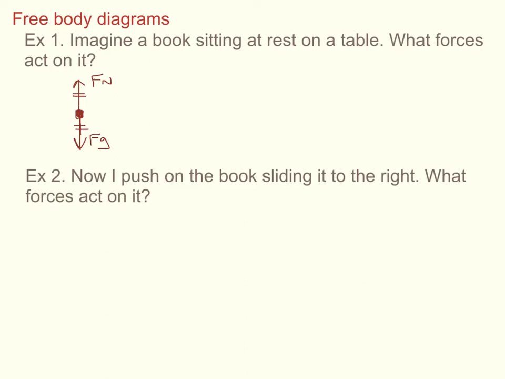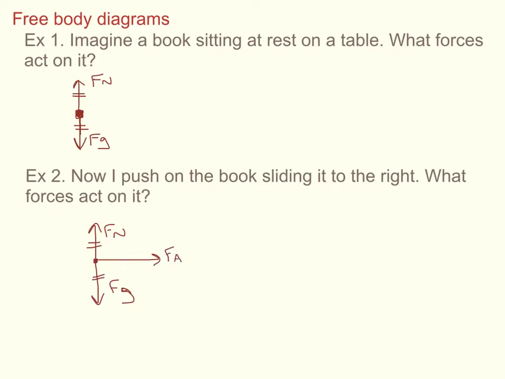In example number 2, now I'm pushing this book. The book is now sliding to the right. Same idea. Here's a dot to represent our book. We still have the force of gravity acting straight down, and we've got a normal force going straight up. The book is still not falling to the ground, so those two forces cancel each other out. But I'm also pushing this book to the right, so there's a force coming across here. We'll call that applied force. I'm pushing it to the right.